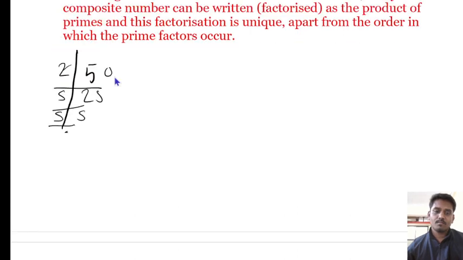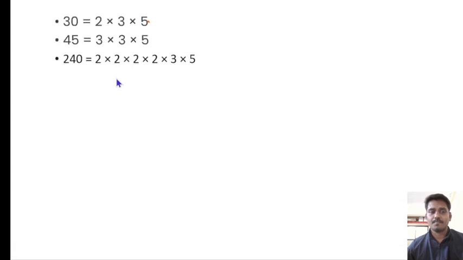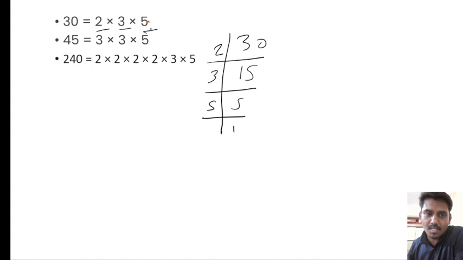So let us go to the next topic with some examples. Suppose we have the number 30 and we factorize 30 as a product of primes. We will start with the smallest even prime, that is 2, into 15, then divide by 3, into 5, then 5 ones are 5. So we can say that factors of 30 are 2, 3, 5.